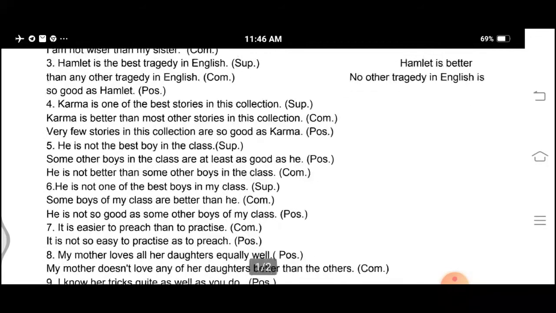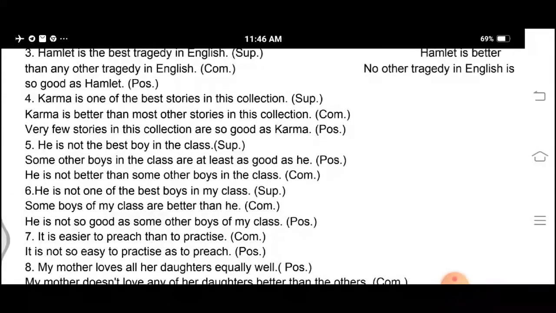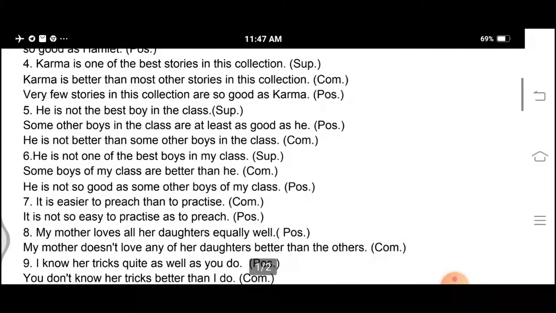Let us move to the fourth sentence. Karma is one of the best stories in this collection. It is superlative, best. Karma is better than most other stories in this collection. It's a comparative. Very few stories in this collection are so good as Karma. It is positive.